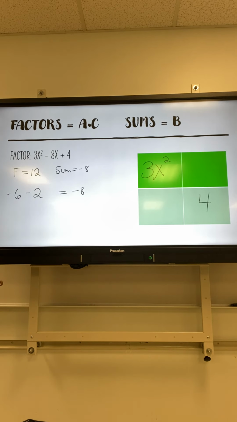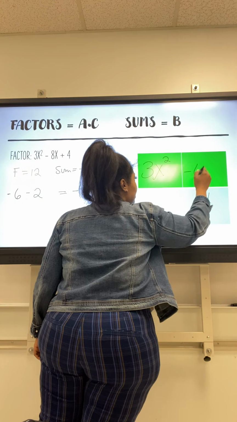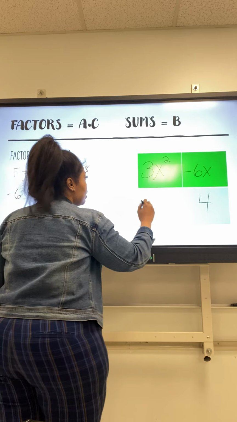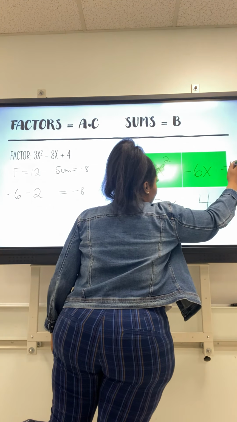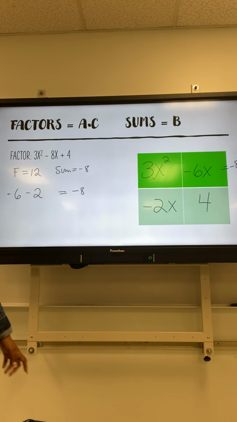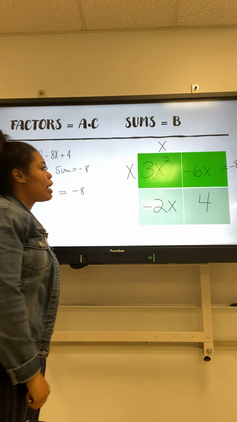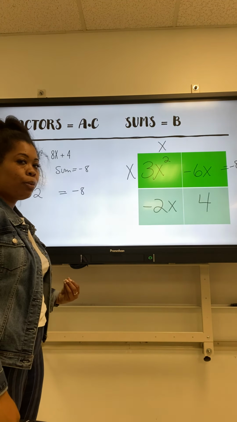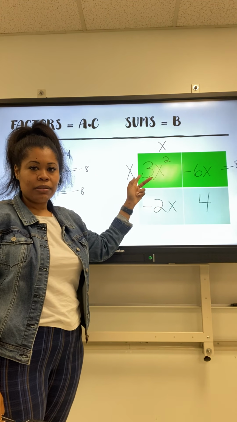It doesn't matter where I put the factors, I can put them anywhere. So I have a negative 6x here, and then I have a negative 2x here. And then I just check when I add those together. Yep, they equal negative 8x, which is what I wanted. Again, we know that we're going to have an x on each side of this square. And then I want to see which direction can I pull. Can I pull from 3 and 2, or can I pull from 3 and 6?